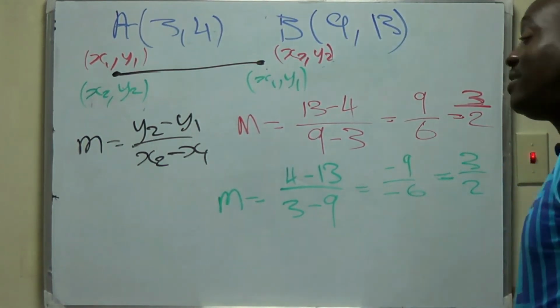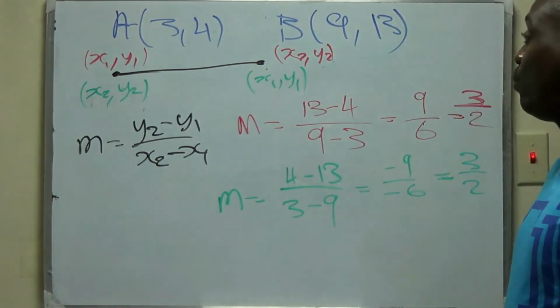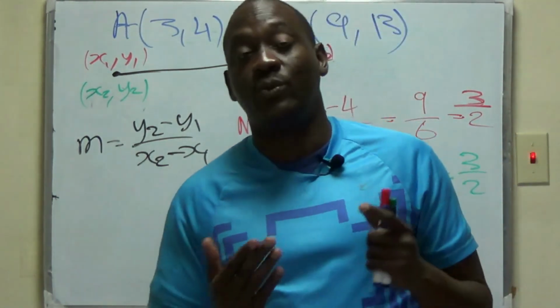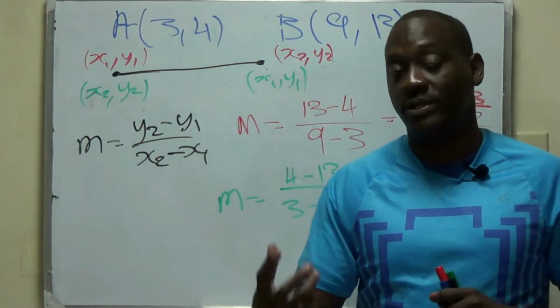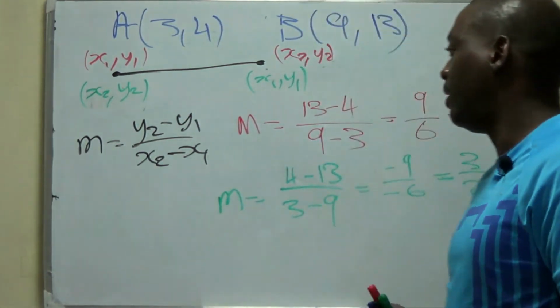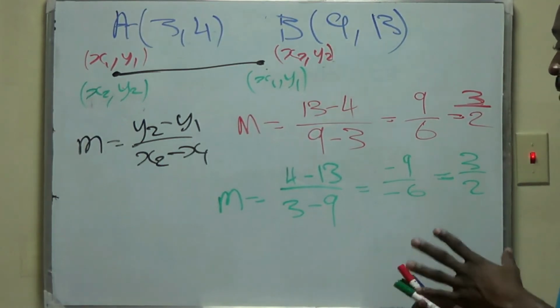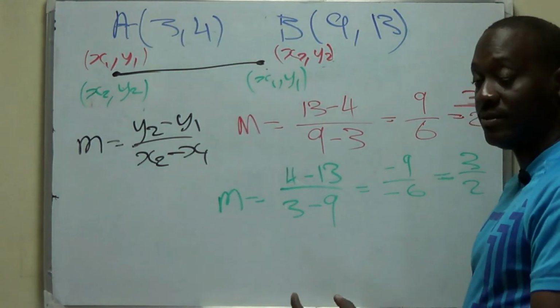Alright? So it does not matter at all which point you label as x1, y1 and which point you label as x2, y2. Once you are consistent in terms of your coordinates, you will be safe. Now, sometimes what I would suggest is, if you absolutely need a little visual help, what you can do is write the points down next to each other.